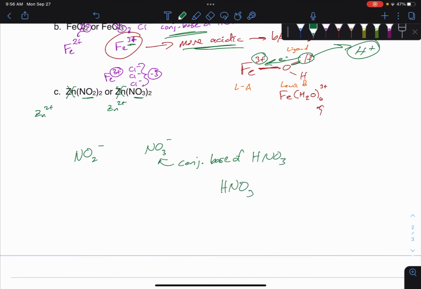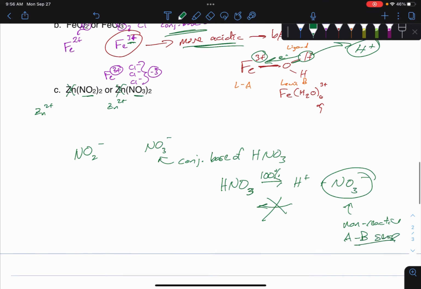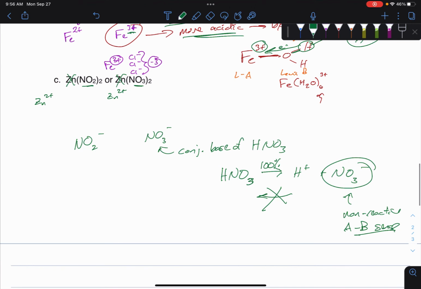And I'll just use this opportunity to remind you of a few things. Right, it's a strong acid, so it dissociates essentially 100%. So its tendency to go back in the opposite direction is essentially 0. That means this thing is non-reactive in an acid-base sense. Okay, and it can do other things, fine, but in an acid-base sense, it's non-reactive. Now, this one, however, is not.